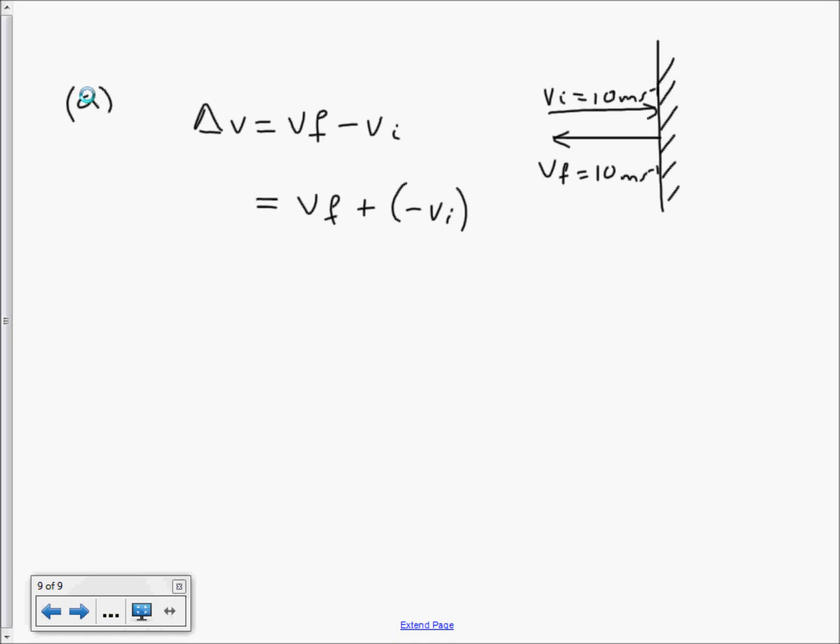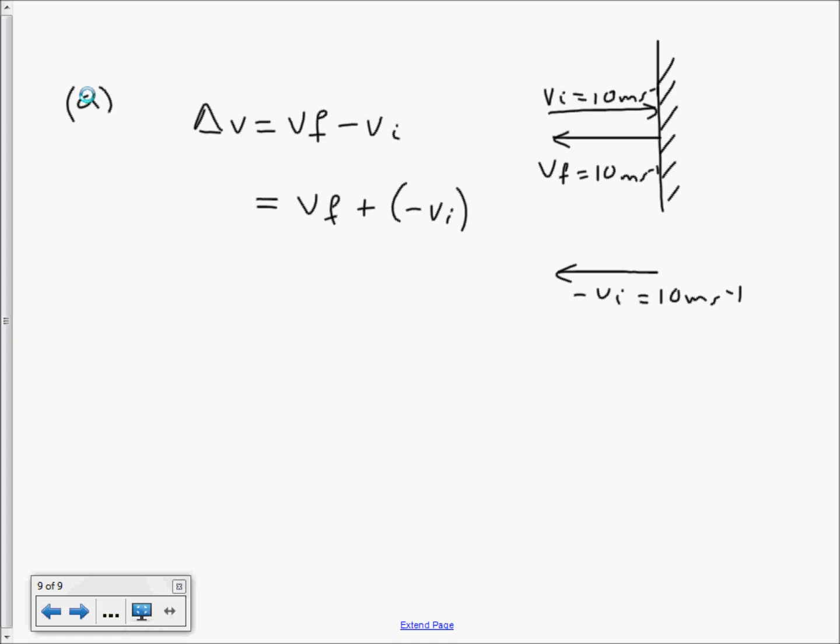So V initial is 10 meters per second to the right. The negative of V initial would be 10 meters per second to the left. Remembering that there is no change in speed, because speed is a scalar, but there is a change in velocity because velocity is a vector, and if the direction of that vector changes, even though the magnitude does not change, then there is a change in velocity.